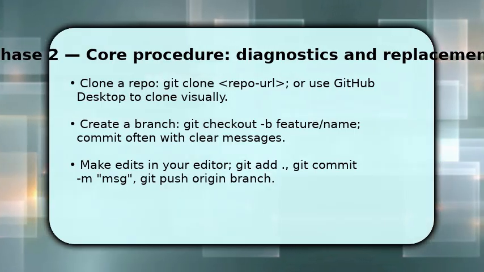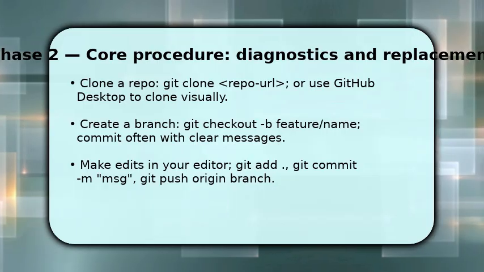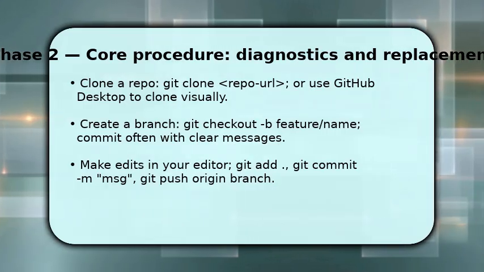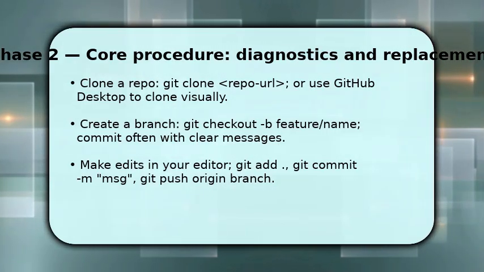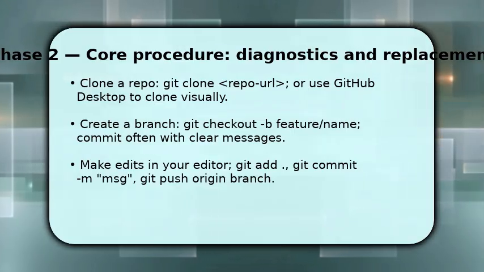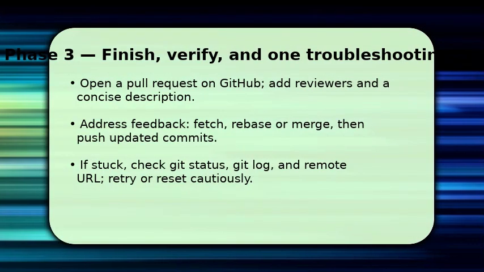Make edits in your preferred editor, stage changes with git add, and commit with git commit -m, followed by a short, descriptive message. Finally, push your branch with git push origin feature/name so others can review or continue the work. You're ready to wrap up by creating a pull request on GitHub.